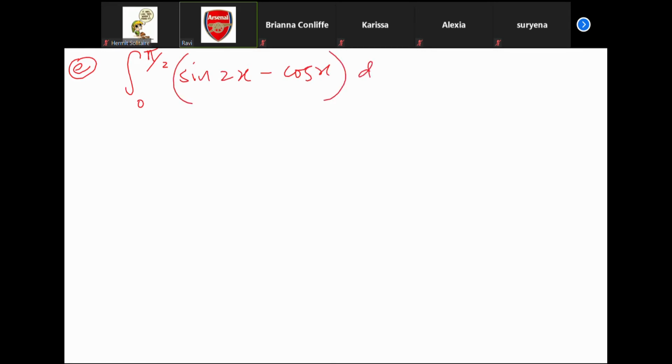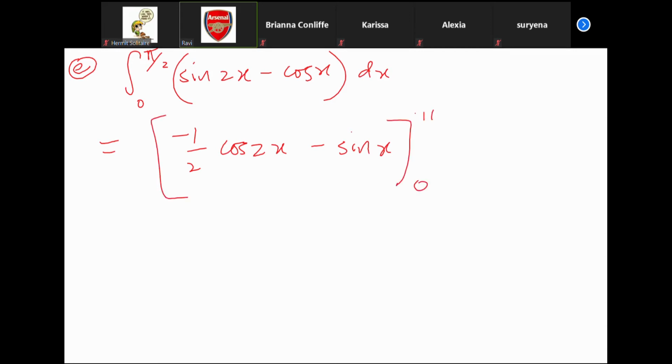dx. The good news is here we don't need any fancy identities. You can go straight into the integration. The integral of sine 2x is minus 1 over 2 cos 2x, and the integral of cos x is sine x. The minus sign remains there. So then plug in from 0 to pi on 2.